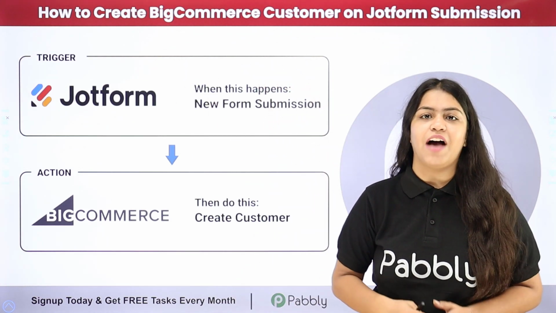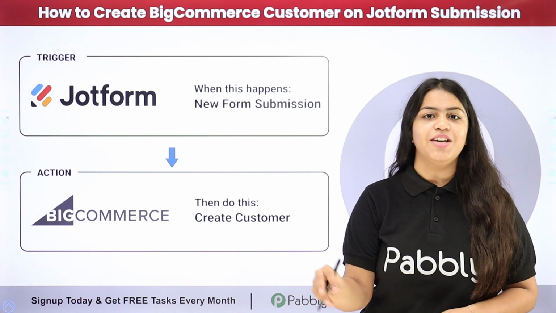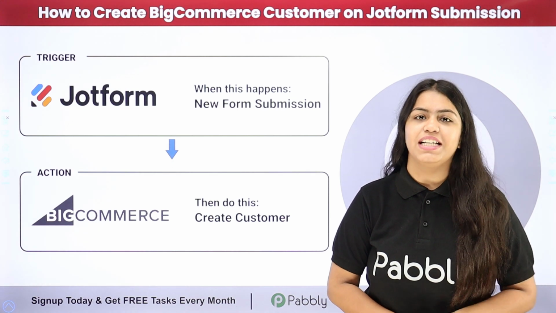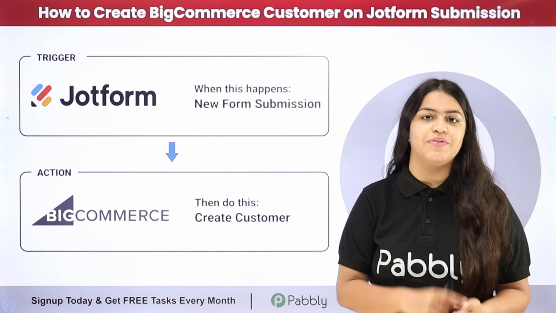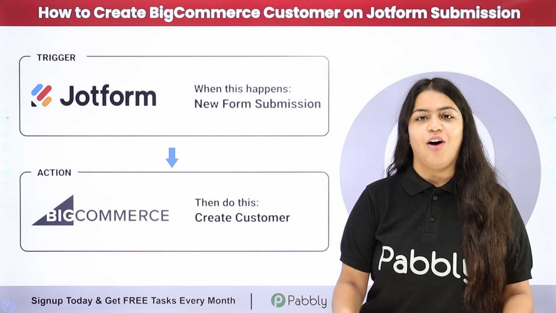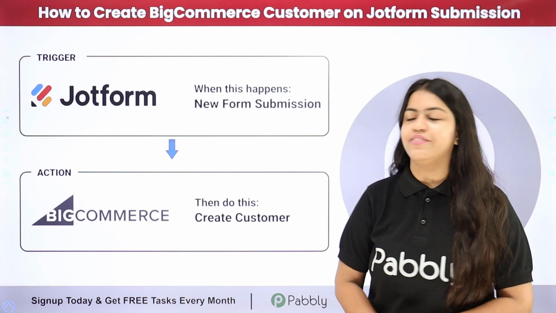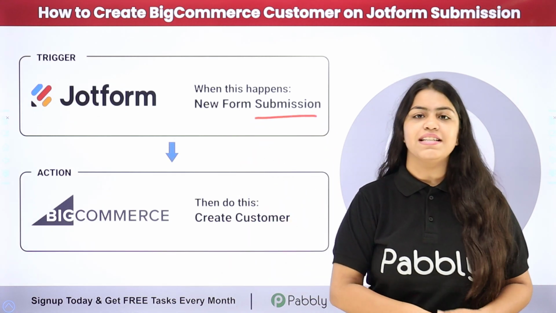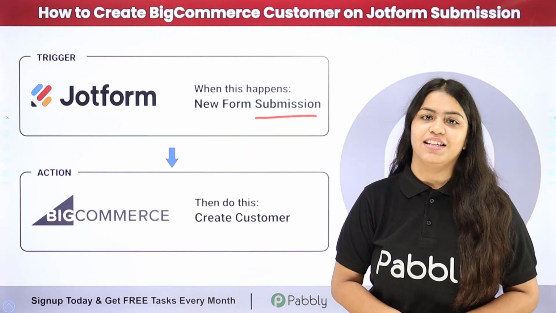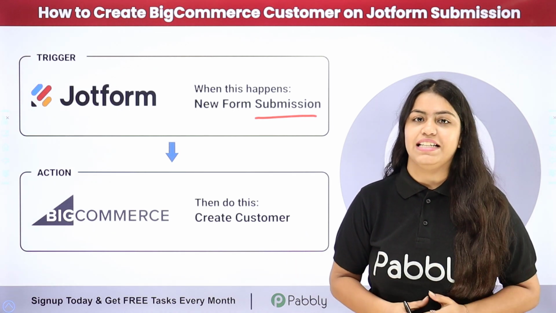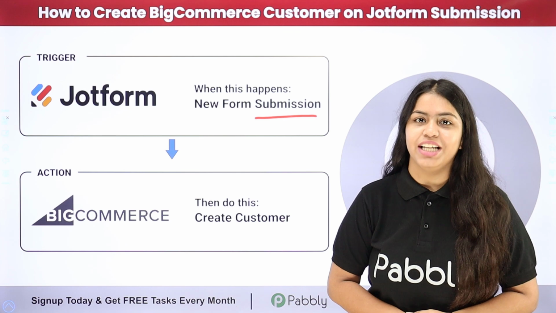So over here I'm running a fashion e-commerce store and we use BigCommerce and Jotform for our business. So what we do is we collect the potential client details with the help of Jotform. Now what I want is that as soon as a potential client submits their details with the help of Jotform, automatically with the help of the same details a new customer should be created in my BigCommerce account, that too without any manual efforts.